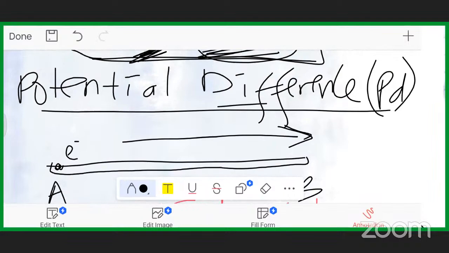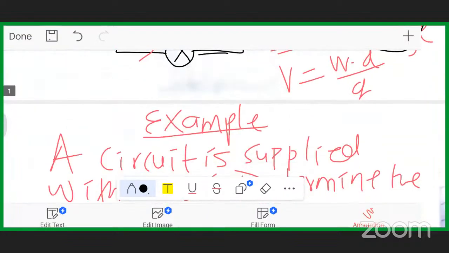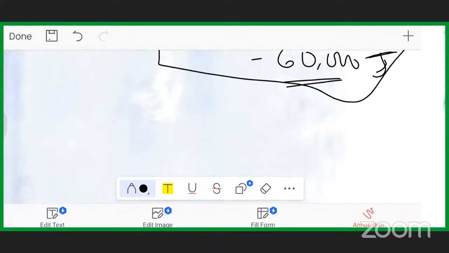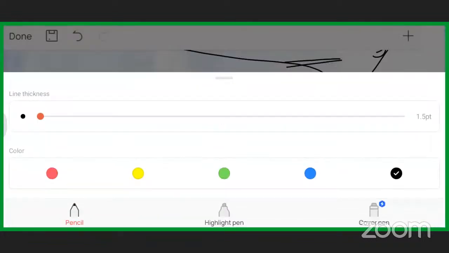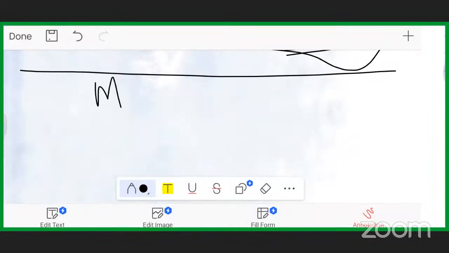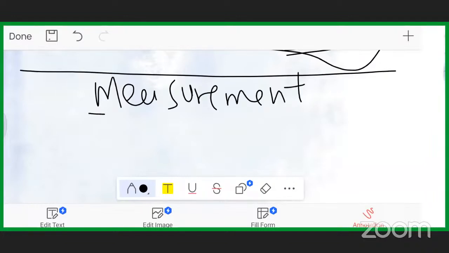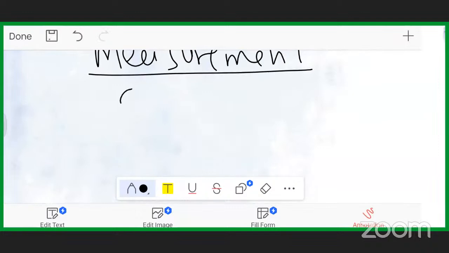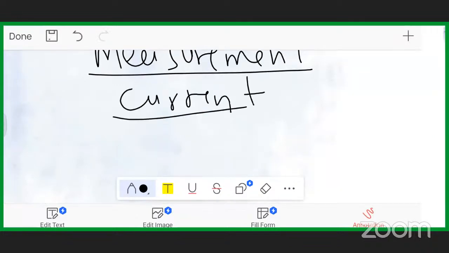I want to go to the measurement of electric current and potential difference. The measurement of electric current. So for current, we measure with a device. The device is called an ammeter.